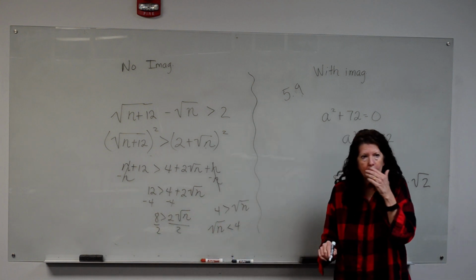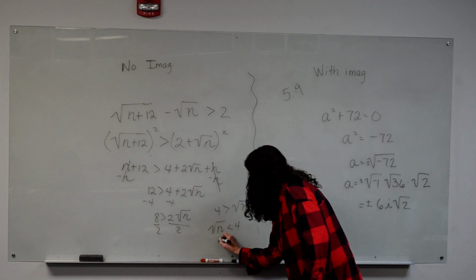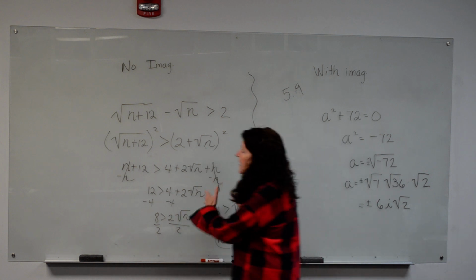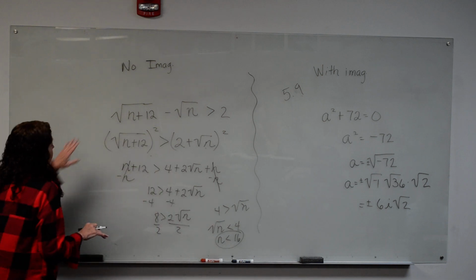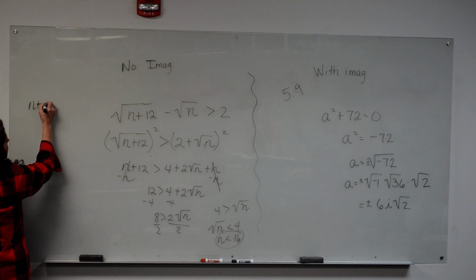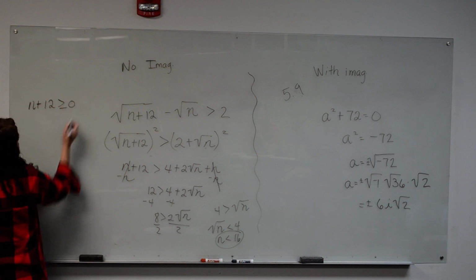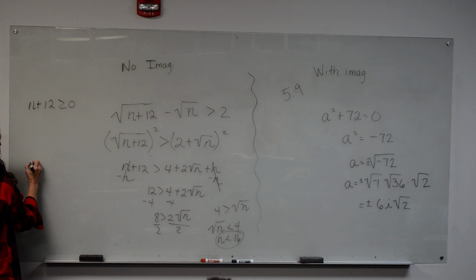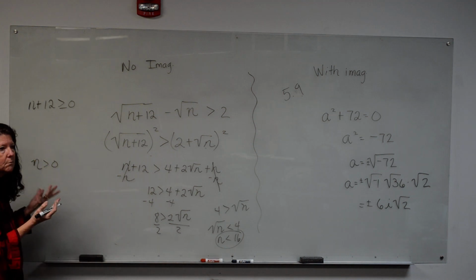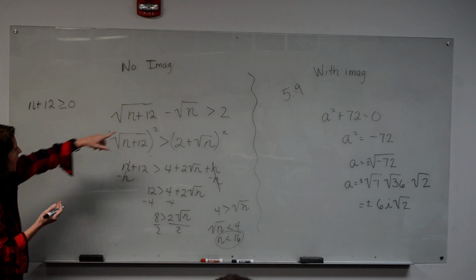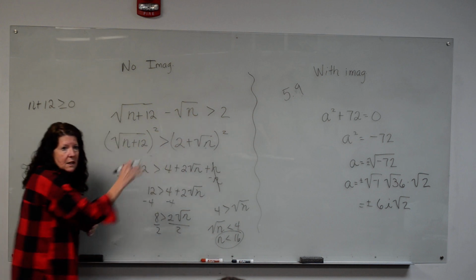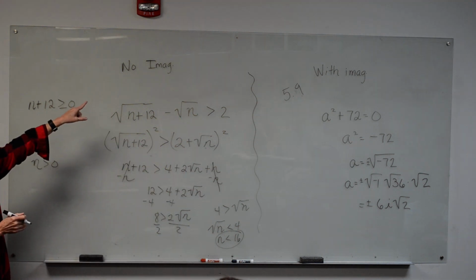How do I get rid of the square root? Square it. So n is going to be less than 16, right? So that's one answer. Now, my other answer on this one, that one has to be greater than 0. So I have n plus 12 is greater than or equal to 0, but I also have another square root, so I have n has to be greater than 0. That one's already solved for you. These have to be positive numbers or 0. You cannot take the square root of a negative number because we're not using imaginary numbers.